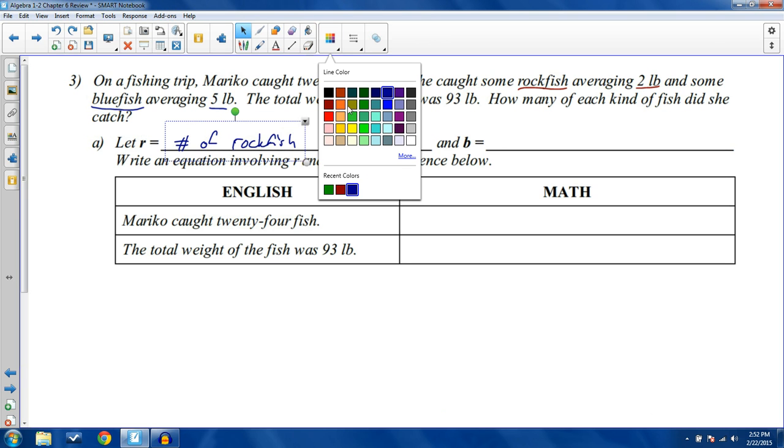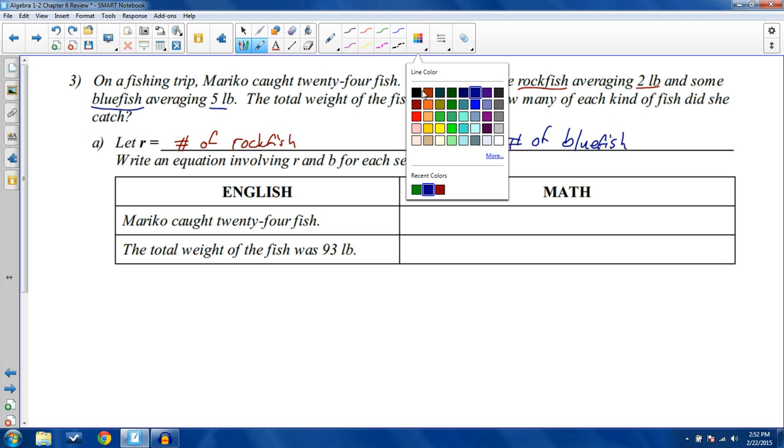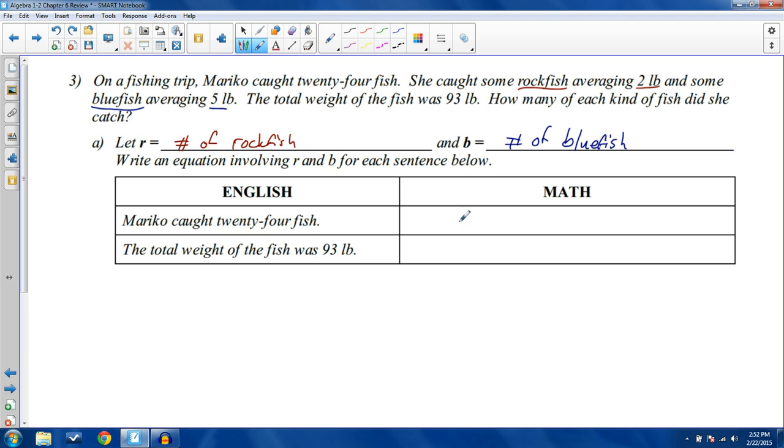And then the other one is number of bluefish. So here I go again. Number of bluefish. We need to find those two things out. First one is always the easiest one to do. Mariko caught 24 fish. So we have to add up the number of rockfish plus the number of bluefish to get the total number of fish caught. Fish plus fish equals fish. Those units line up. Total weight of the fish was 93 pounds.